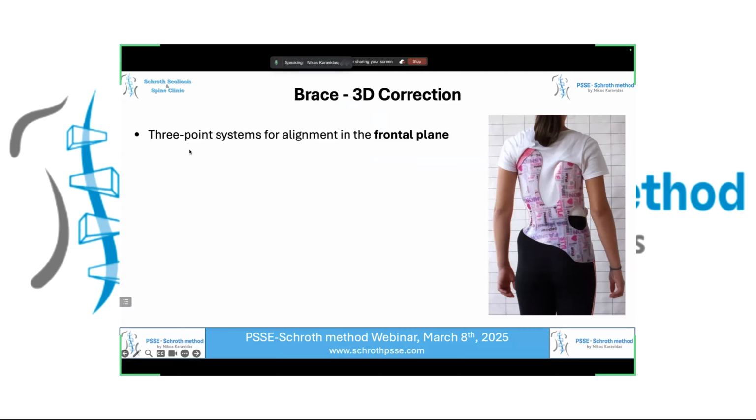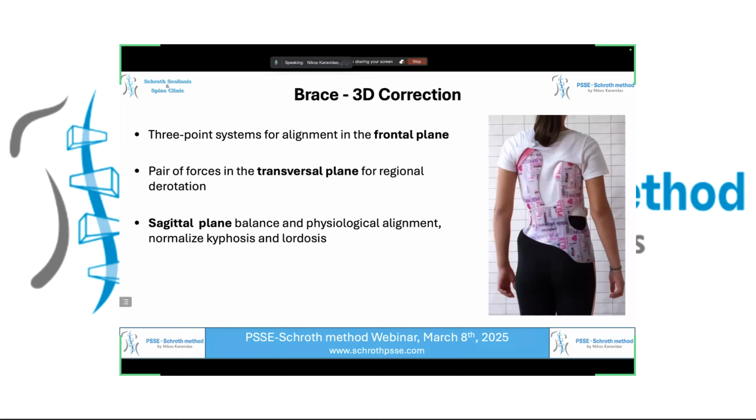We have in the brace the 3-point systems for alignment in the frontal plane. We have pairs of forces for regional derotation in the transversal plane. And we also need to keep a good balance and alignment in the sagittal plane by normalizing kyphosis and lordosis. There are some types of brace, like the asymmetric Chêneau-type braces, that are more compatible with what we do with PSSE-Schroth exercises and in general with scoliosis-specific exercises.